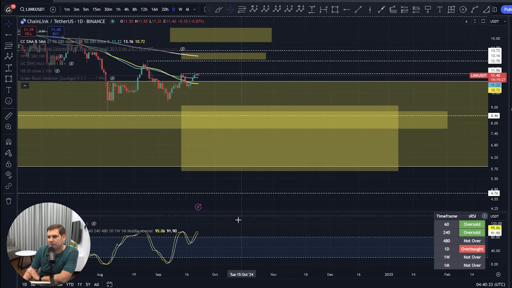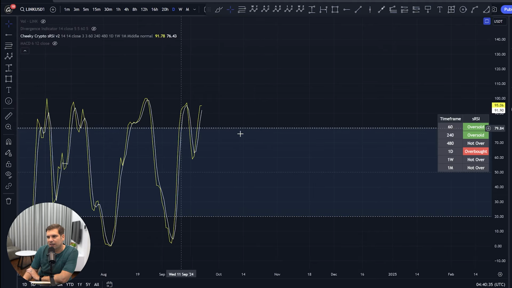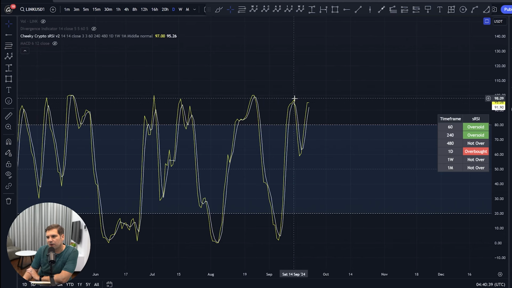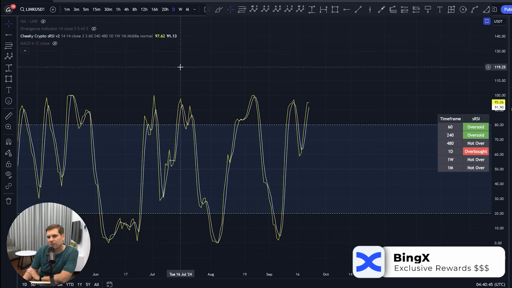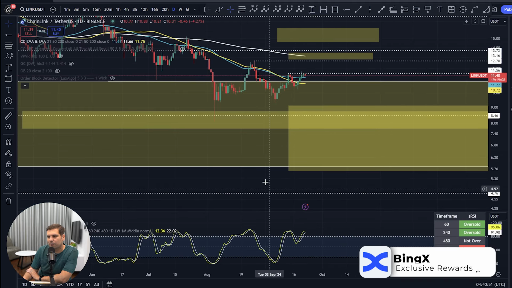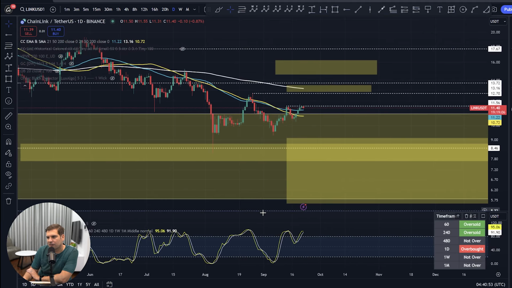Now, our momentum on the 1 day time frame shows that we are in an overbought area. The last time that we were overbought on Chainlink was the 14th of September. The time before that was the 24th of August. The time before that was the 16th of July and the 21st of July. Above that was the 2nd of July. If we bring the price action in line with our stochastic RSIs, we can see there was a downturn in the market on the 13th of July. There was another downturn up here in that higher range.